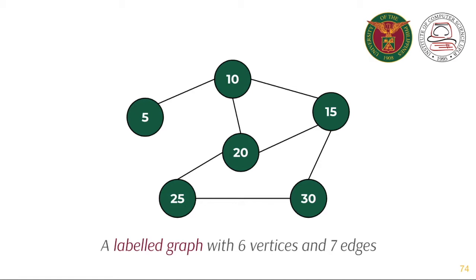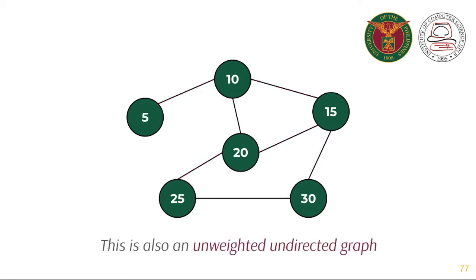This is called a labeled graph because each vertex, the ones in red, has a value or a label. The edges are the ones that connect the two vertices. This example is also an unweighted, undirected graph.